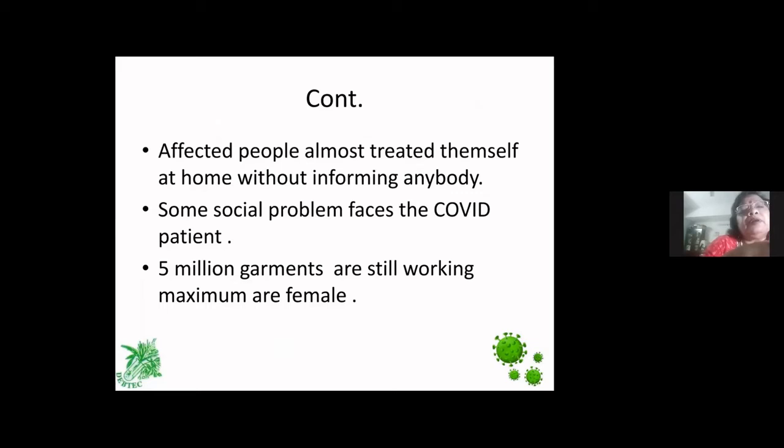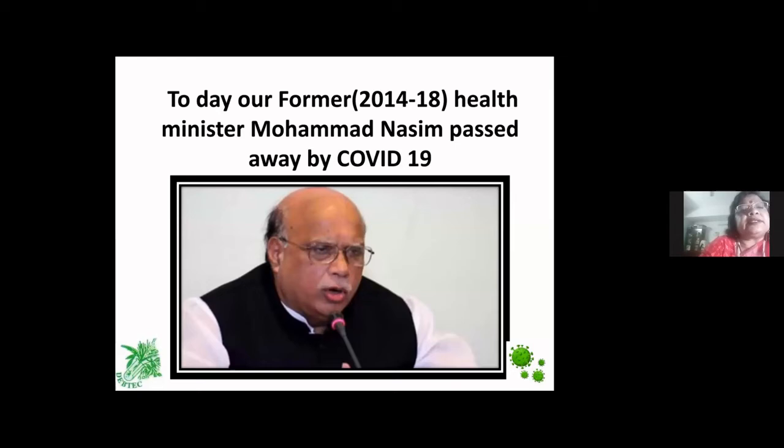We are lagging behind India, I can say, by 60 years or 30 years. Today, I am announcing, shockingly, that our former health minister, who was the minister from 2014 to 2018, died this morning, affected by COVID-19. He was the son of our great leader, our freedom fighter, Captain Mansur Ali, and he died of the coronavirus. He was a health minister. So this is the situation in Bangladesh.